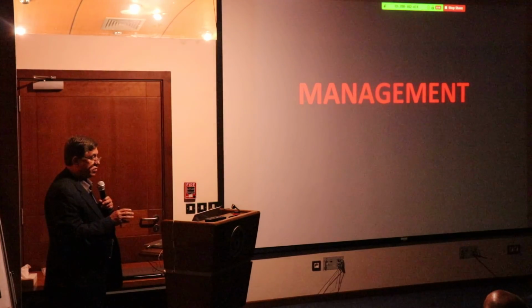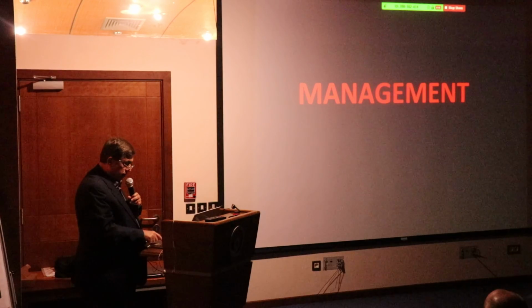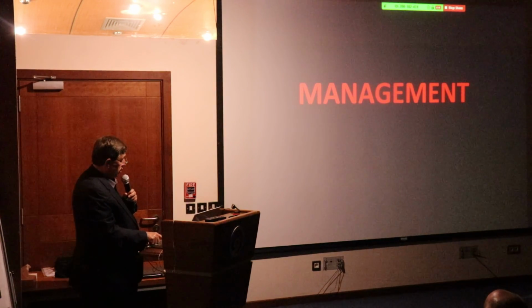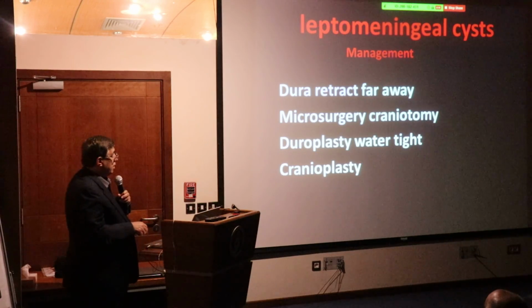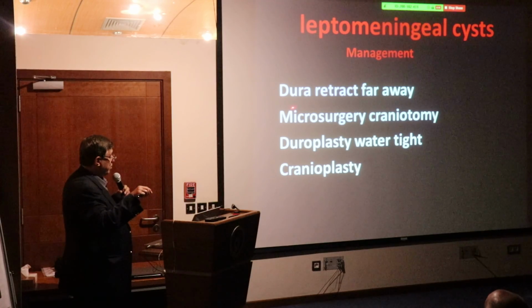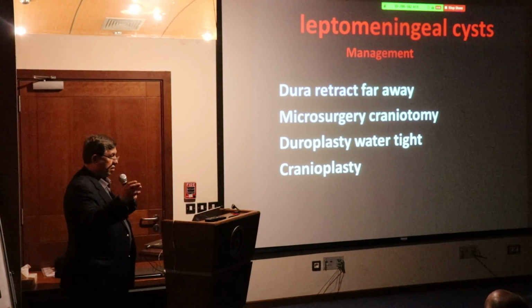So the differential diagnosis, whether it is in the skull here, or in the roof of the orbit, you have to be careful about it. What is the management of these leptomeningeal cysts? Surgery is the most important thing. And you have to remember this, that the bone defect is smaller than the dural defect.